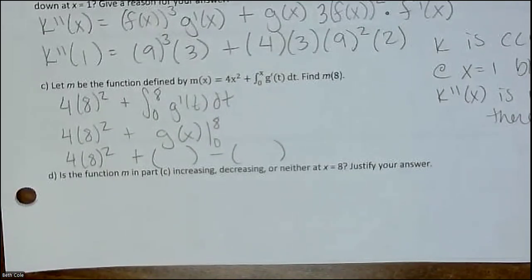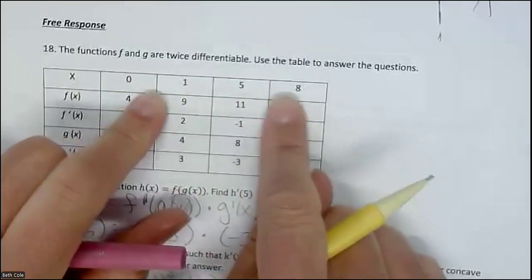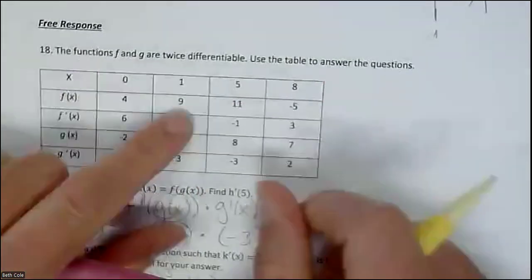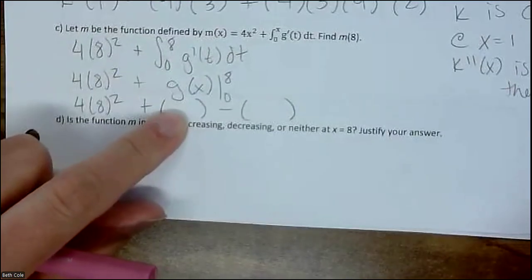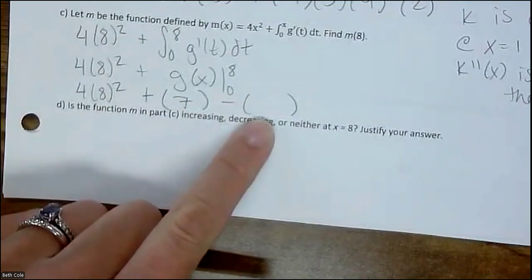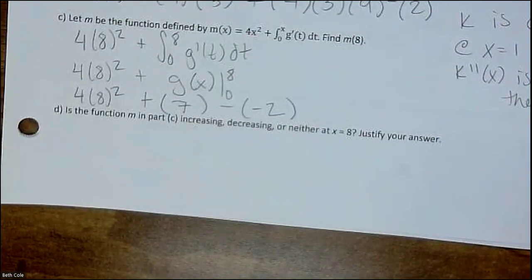If you ever find yourself trying to look up a number that's not on the table, you've done goofed somewhere. Do you see how the only x numbers are 0, 1, 5, and 8? So if you find yourself trying to do f of 3 and it's not on there, then you messed up somewhere in the problem because they can't give that to you. All right, so G of 8, 7, good job. Minus G of 0, negative 2.